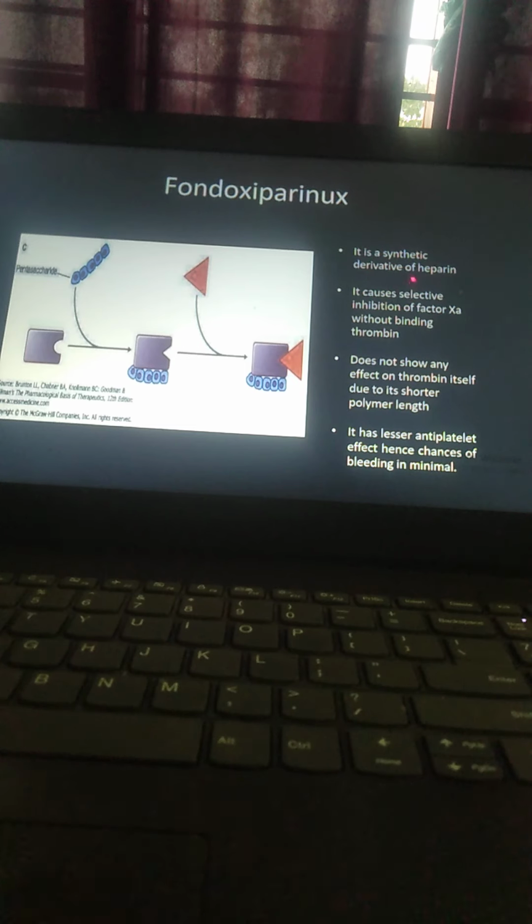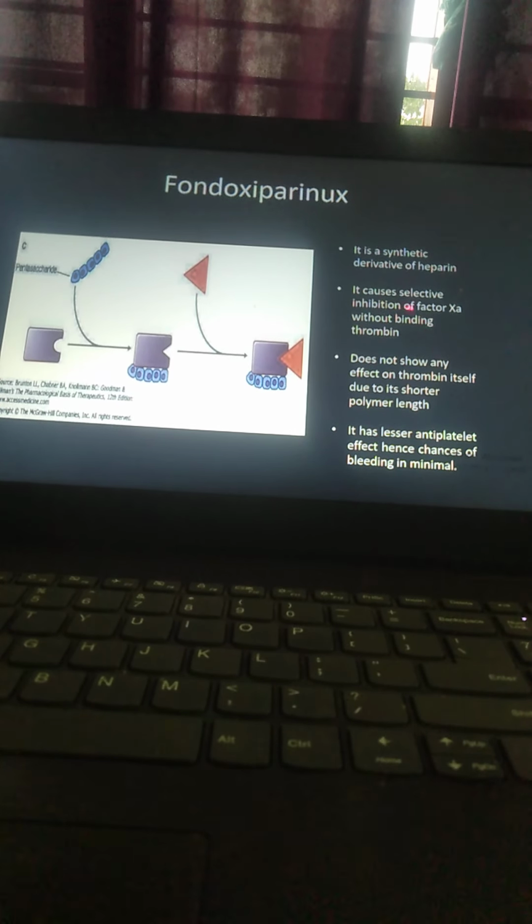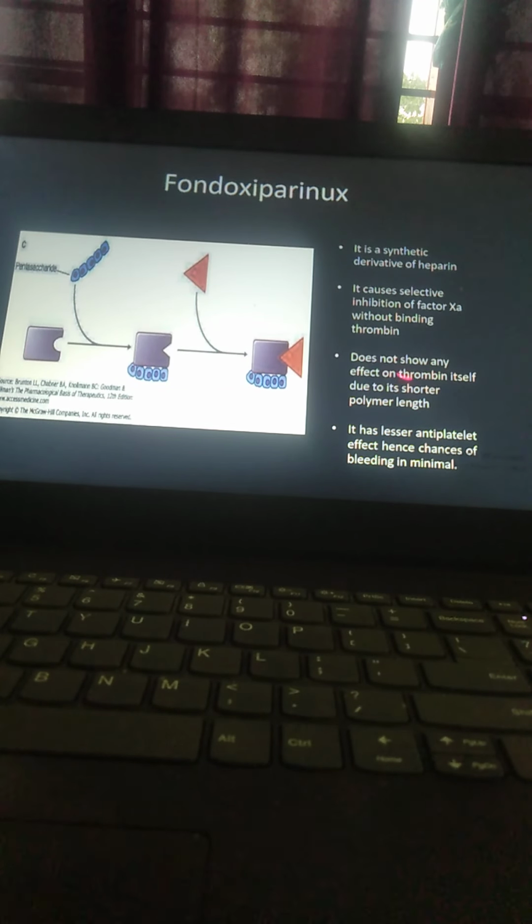Fondaparinux. It is a synthetic analog derivative of heparin. It causes selective inhibition of factor 10A without binding thrombin. So there is no effect on thrombin itself, due to its shorter polymer length. It has lesser antiplatelet effect, hence chances of bleeding are minimal. So this fondaparinux is synthetic. It is very useful, and it does not have that many side effects as compared to heparin.